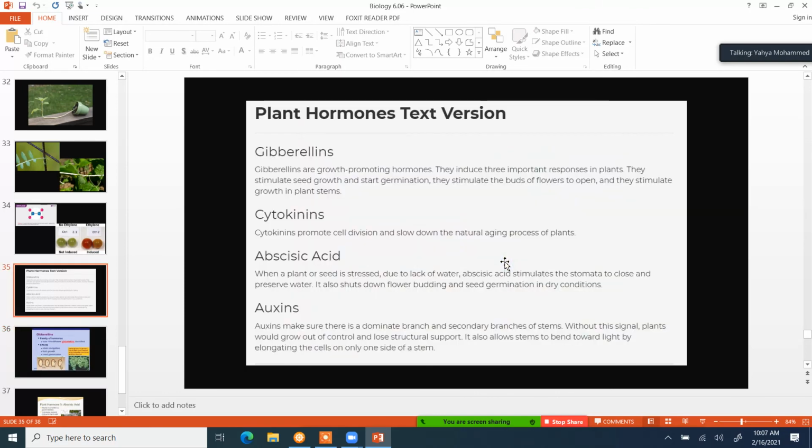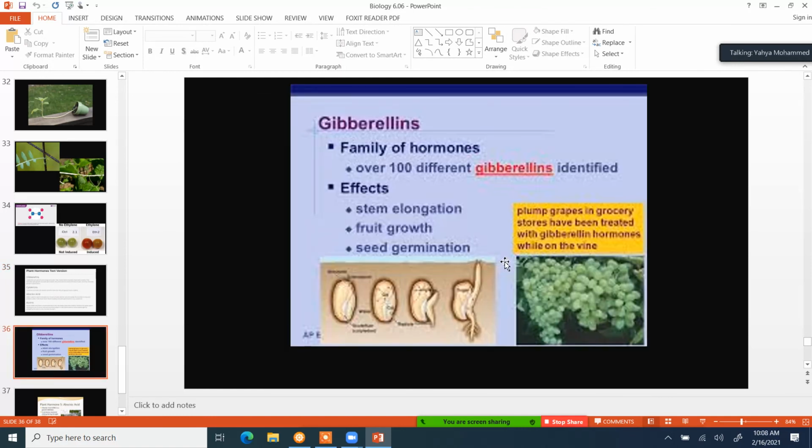So it mentions here, gibberellins are growth promoting hormones. They induce 3 important responses in plants. They stimulate seed growth and start germination, right? Sometimes farmers want to make sure they've timed everything out, so that certain seeds are germinating at the right time. So they artificially put in this gibberellin to start the seed's germination. They stimulate the buds of flowers to open, and they stimulate growth in plant stems to make stems grow longer, right? So they have these 3 important effects. Farmers usually use stuff like this.